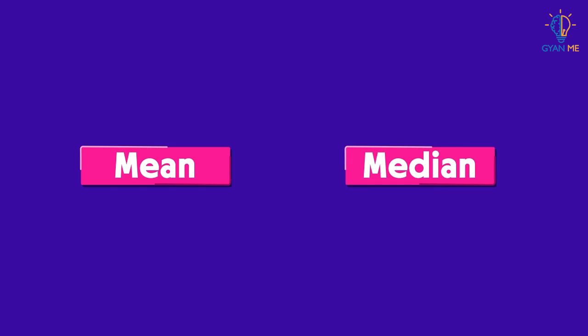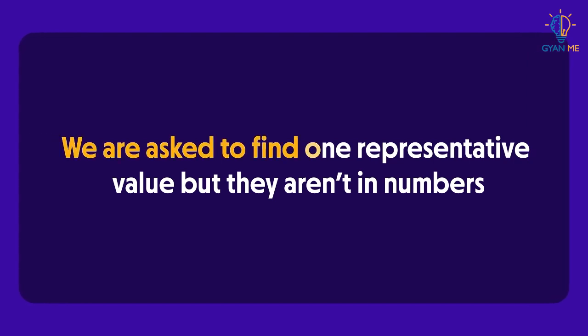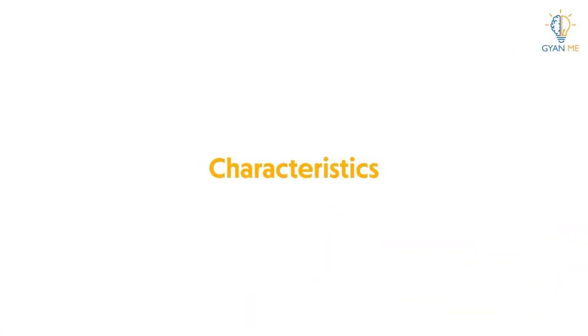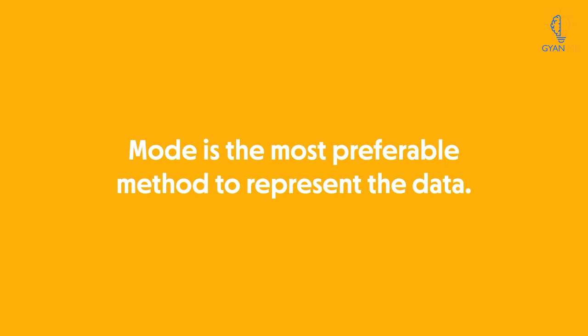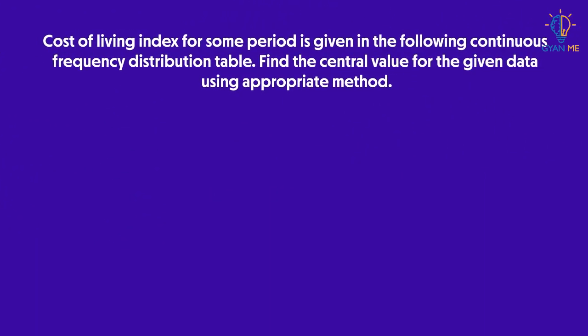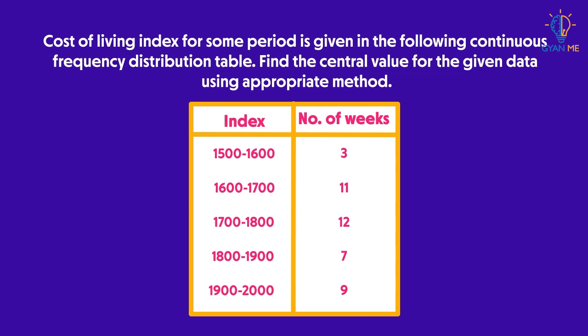So students, you can see that in all cases, we are asked to find one representative value, but they aren't in numbers. In fact, they are characteristics which can be found out using study of trend, and which is why mode is the most preferable method to represent the data. Now students, let us take one example and understand it better. Say cost of living index for some period is given in the following continuous frequency distribution table. Find the central value for the given data which represents the whole data.